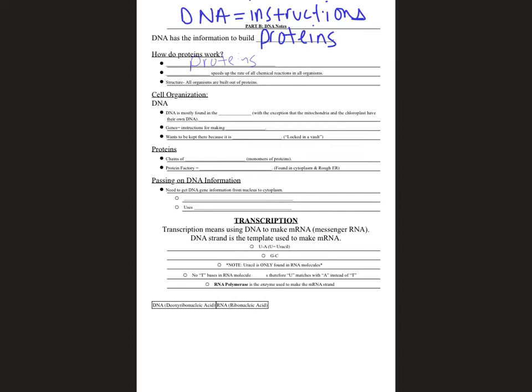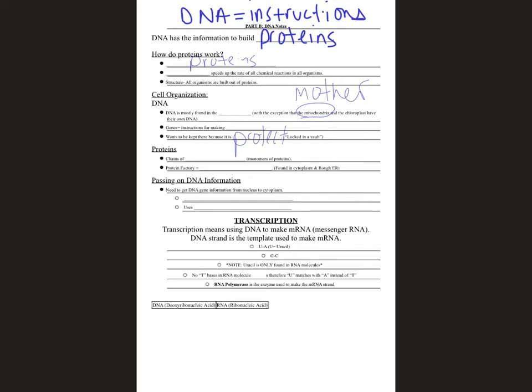DNA is mostly found in the nucleus, with the exception that the mitochondria and the chloroplast have their own DNA, right? As we spoke about earlier on live stream, the mitochondrial DNA comes from the mother. Alrighty. The genes are instructions for making proteins, and it wants to be kept there. It wants to be protected in the lock. The reason why we want to protect the DNA is because we want to protect it from becoming damaged. If DNA is damaged, then we have ruined instructions. And if we have ruined instructions, we may not function properly.